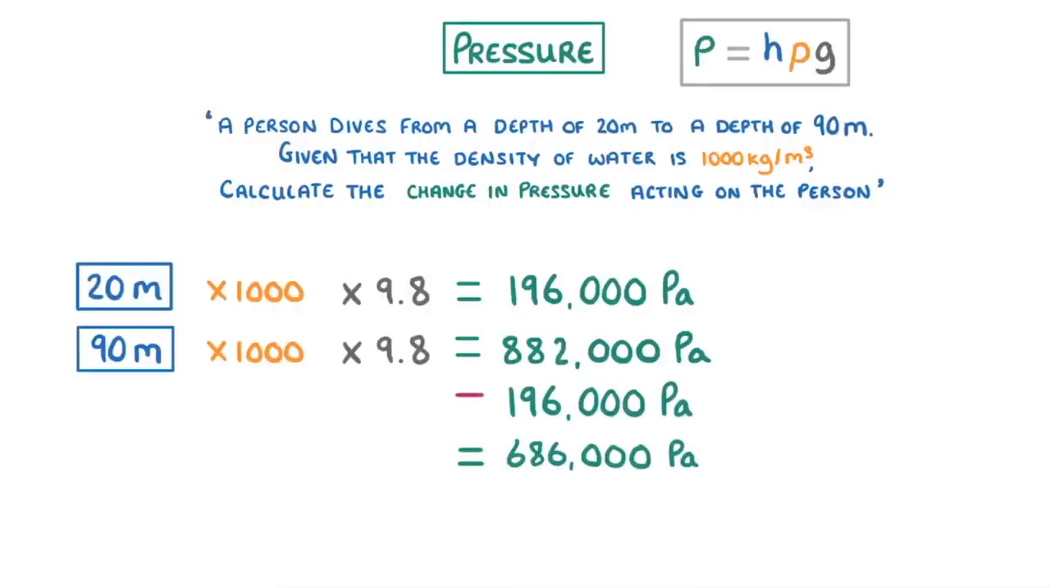Alternatively, because the difference in depth was 90 minus 20, so 70 meters, we could have just done 70 times 1,000 times 9.8. And we'd still have got the same answer of 686,000 pascals.